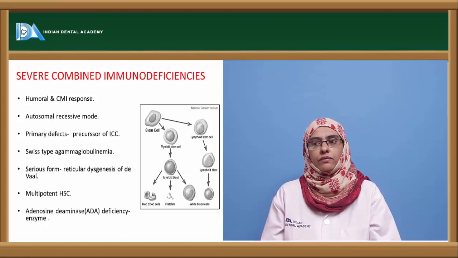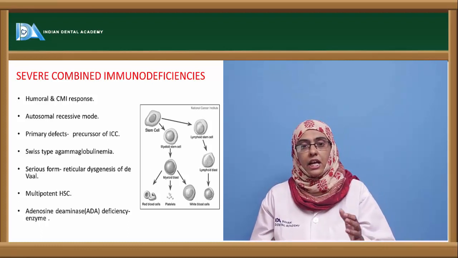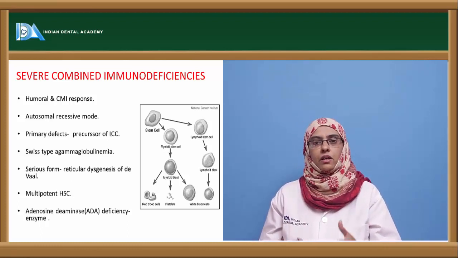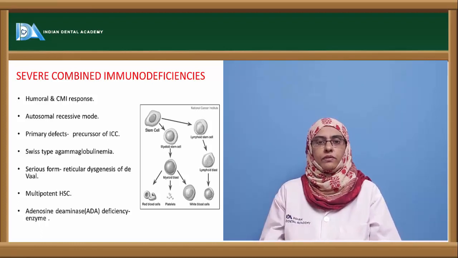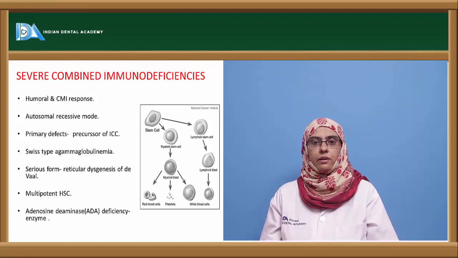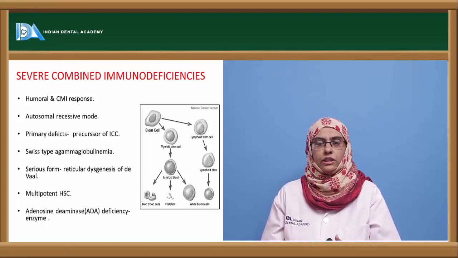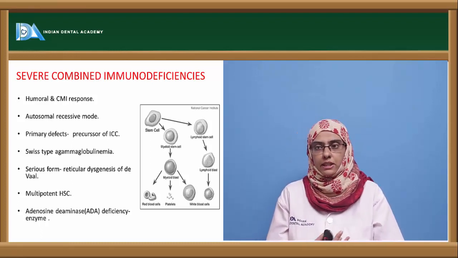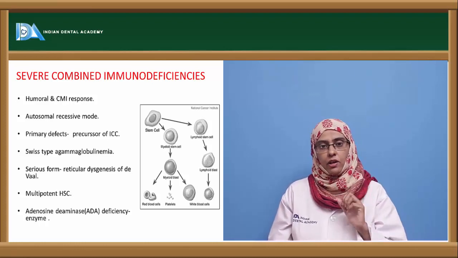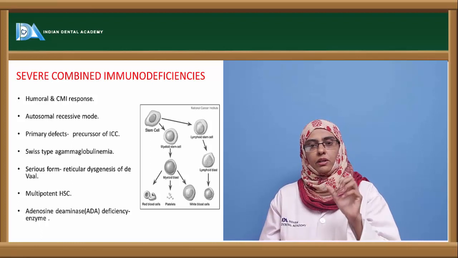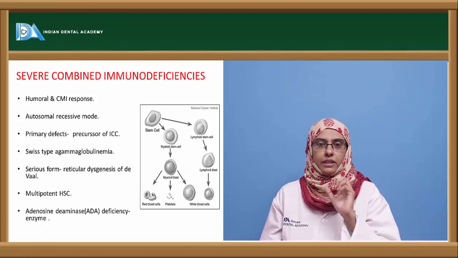But here in the case of severe combined immunodeficiencies, both immune responses are lost, and hence these types of patients are prone to recurrent infections with bacteria, viruses and protozoa. It shows an autosomal recessive mode of inheritance, and the primary defect involved here is the involvement of the precursors of immunocompetent cells.